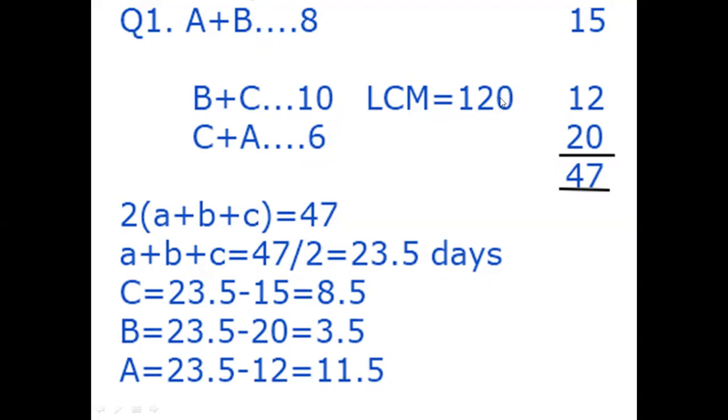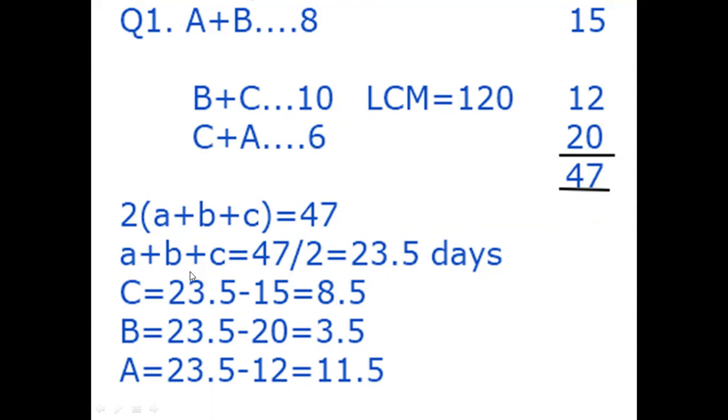Step number 2, divide this total work by days. So here 120 divided by 8, you are getting 15. 120 divided by 10, you are getting 12. And 120 divided by 6, you are getting 20. You add them, you are getting 47. And if you add the left hand side, you are getting 2A, 2B, 2C. Means twice A plus B plus C equal to 47. So A plus B plus C will be 47 upon 2. So it means A, B, C can do the work in 23.5 days.